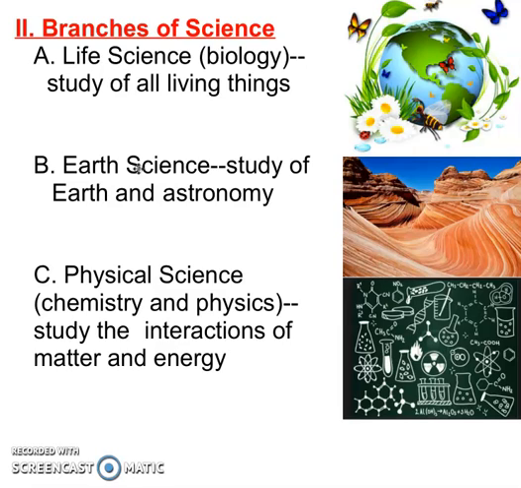Earth science, the study of Earth and astronomy. And then physical science, which is the combination of chemistry and physics. You're studying the interactions of how matter and energy, energy is transferred from one form to another, what happens to matter during chemical reactions, so on and so forth. So next year you'll take Earth Science, and then the following year Physical Science.